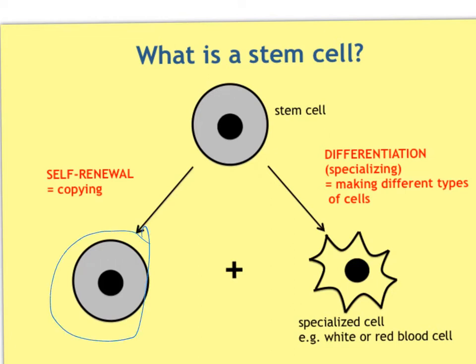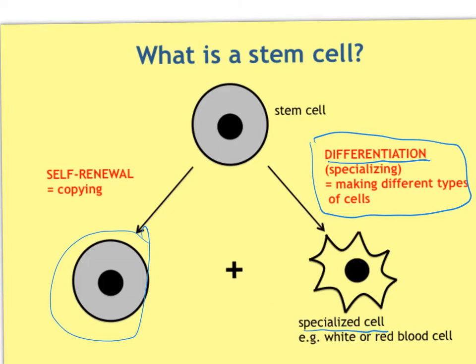But what they're also able to do is this process over here called differentiation. Now, differentiation means that a stem cell is able to become specialised. It's able to form certain structures that enable that cell to do certain jobs. So it's able to specialise into all sorts of different types of cells in the body. In this case here, it's talking about a specialised cell being a white or a red blood cell.